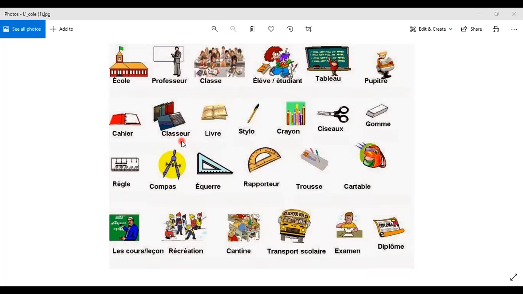Oui, très bien. So how can you say I have a folder in French? How can you say I have a folder in my backpack, or just I have a folder? How can you say in French? J'ai un classeur. Voilà, très bien. And very recently, 5 minutes ago, we learned how to say backpack.